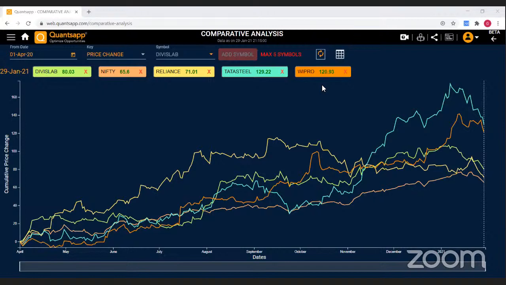So we have a question: is it possible to increase the limit from 5 to 10 stocks for comparison? At present, we can only compare 5 stocks at a time, so it is not possible to increase the limit.